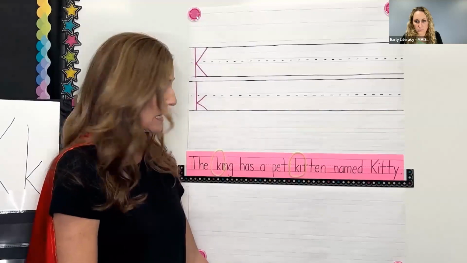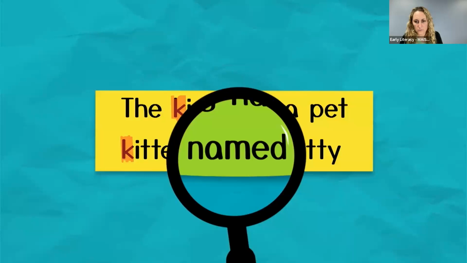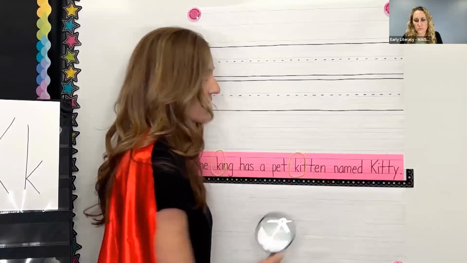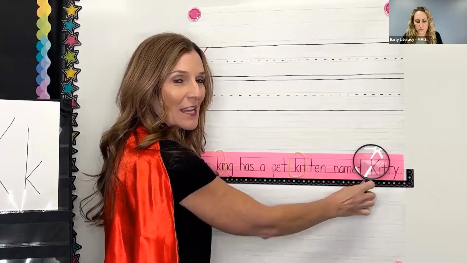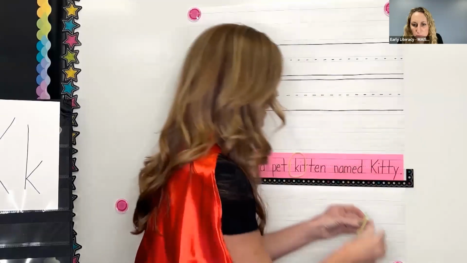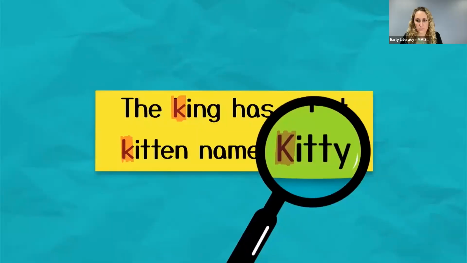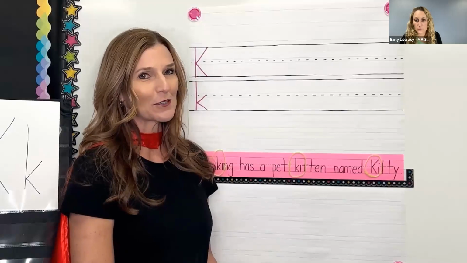Did you see another letter K in our sentence? In any of the words? Named Kitty. The letter K. Let's circle it. Did you notice that's an uppercase K for Kitty? Because that's the kitten's name. And we put an uppercase or capital letter at the beginning of names. We have 3 words in our sentence that have the letter K. King, kitten, and Kitty. Great job, letter heroes.